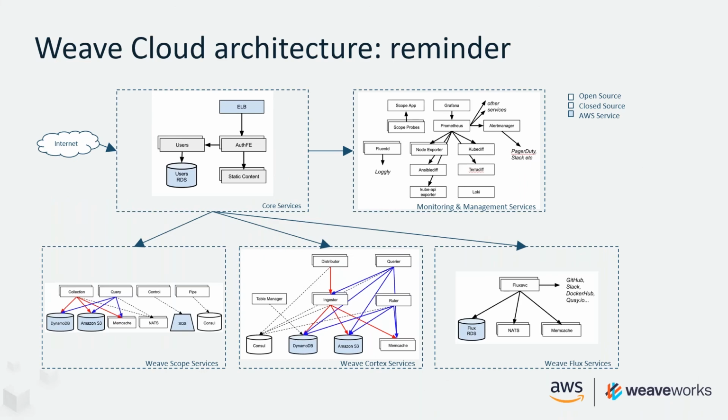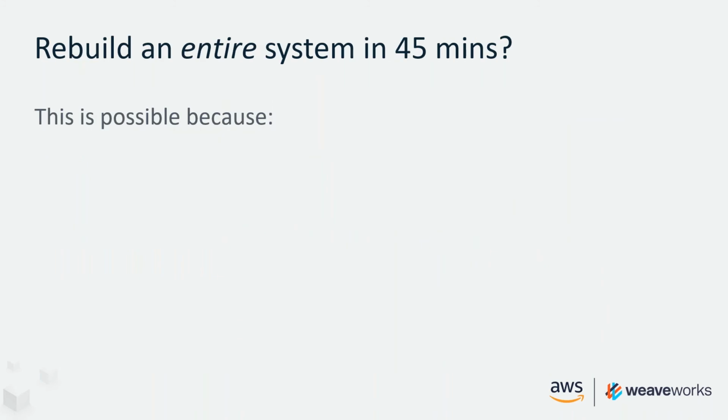How is this possible? Let's remind ourselves of what's going on under the hood here. The system is quite a complex system, as I said. We're using Amazon EC2 instances. To reinstall the production environment from scratch, we need to install Kubernetes, and we need to start deploying applications and start data services. It's possible to do this in our environment in 45 minutes because we use declarative infrastructure tools.